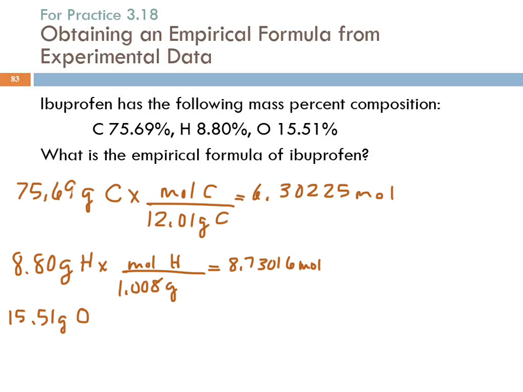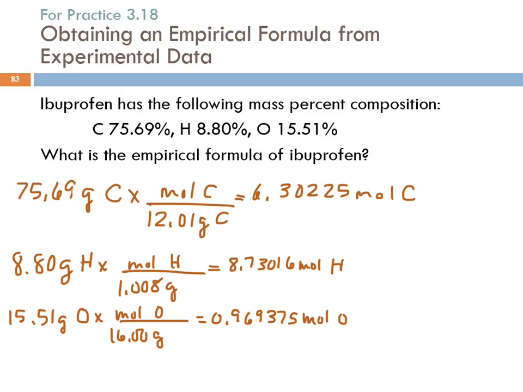And then 15.51 divided by 16. Moles of oxygen for 16 grams. And that gives us 0.969375 moles. Oxygen, hydrogen, carbon. Anyone disagree? On a roll. What next?